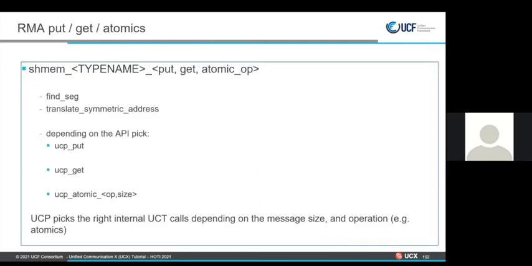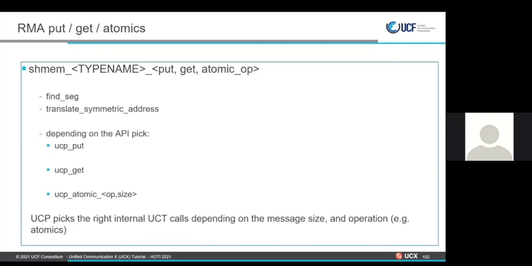And then here, very briefly, we just show how to implement a put, get, atomic operation, where first we find the segment for the symmetric memory that we're going to do the operation on. Then we translate, and also get the remote keys for that in the find segment part. And then we do a translation where we find what the remote memory address is.